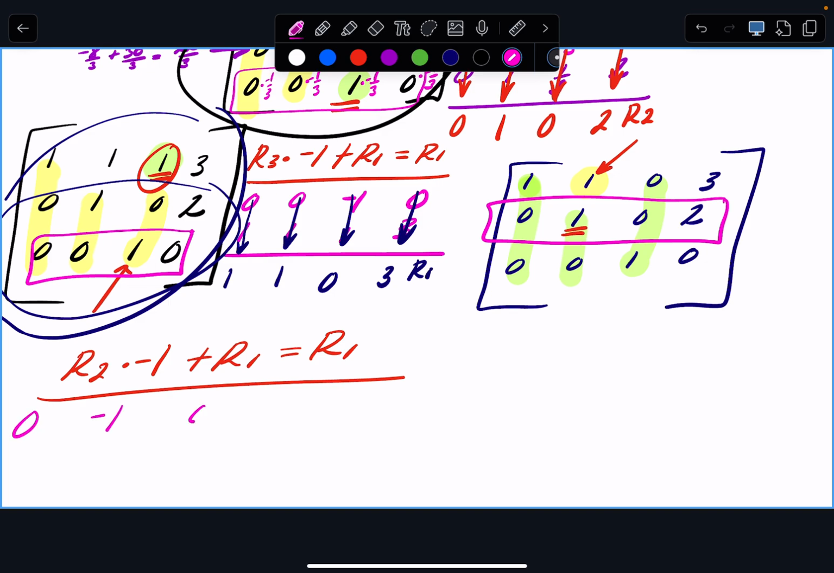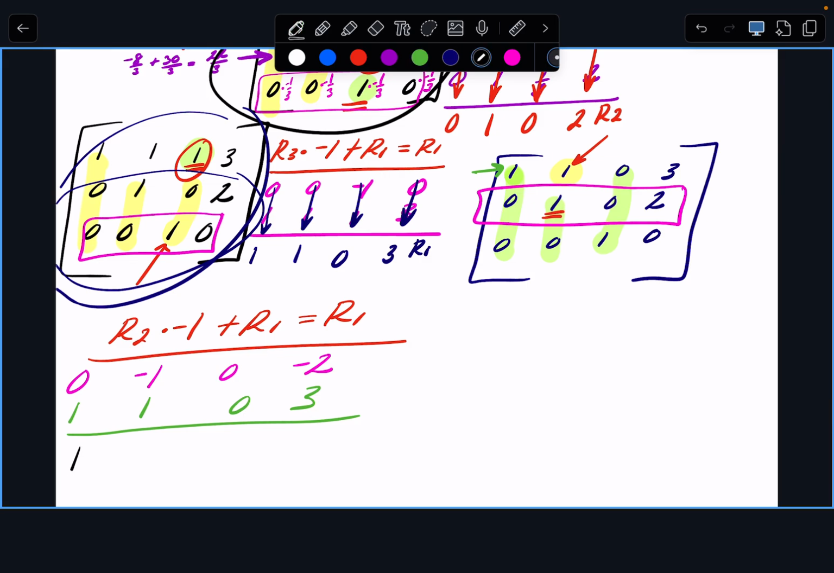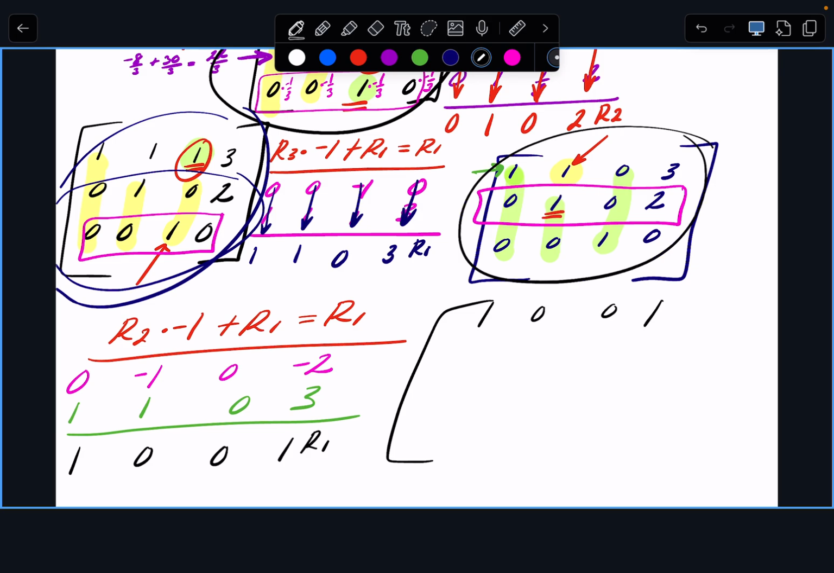0, -1, 0, -2. Current, I repeat, current row 1 is 1, 1, 0, 3. So I'm getting 1, 0, 0, 1. And that's my new row 1. 1, 0, 0, 1. Then we're doing this, but with new row 1. So row 2 is 0, 1, 0, 2. And then 0, 0, 1, 0.